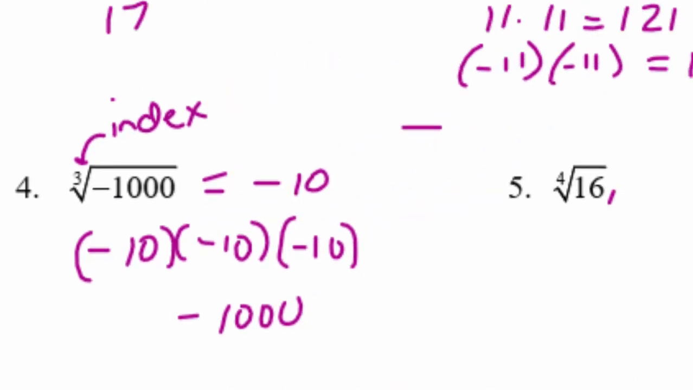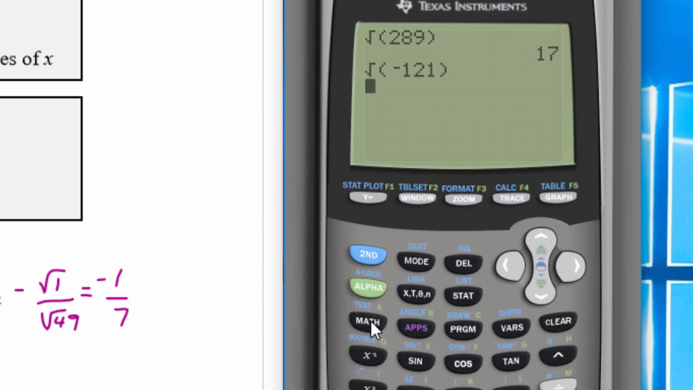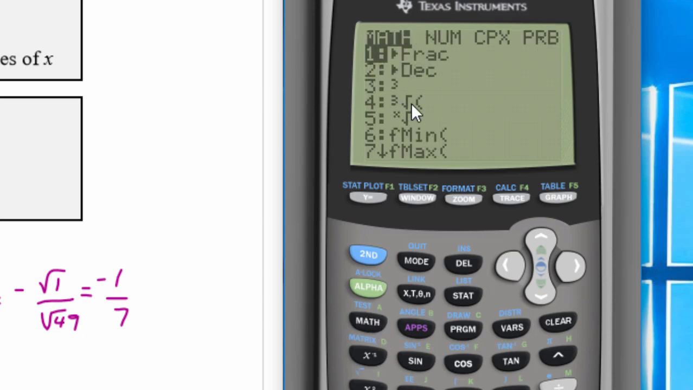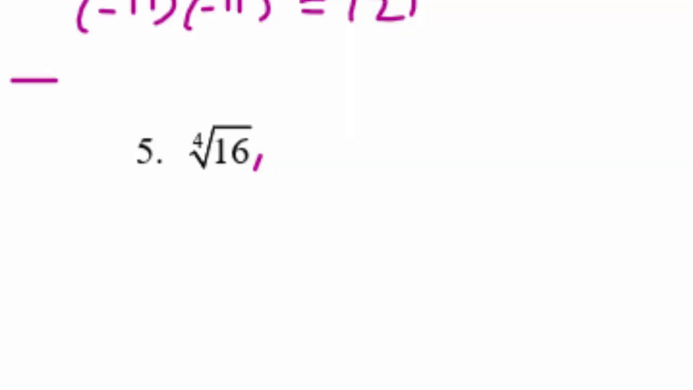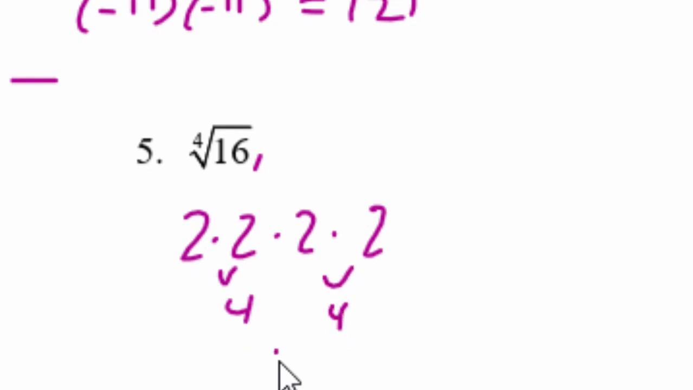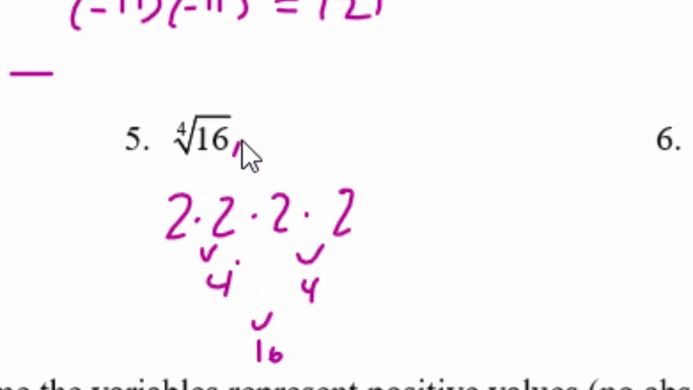Over here on your calculator, cube roots are in the math menu. See them there under number 4? So negative 1,000, right? So we're fine. All right. Next thing is 4th root of 16. So what number do we multiply times itself 4 times to get 16? And I know you know from our factoring work that that's 2, because 2 times 2 times 2 times 2 is 16, right? That gives us 16. See that? So the 4th root of 16 is 2.